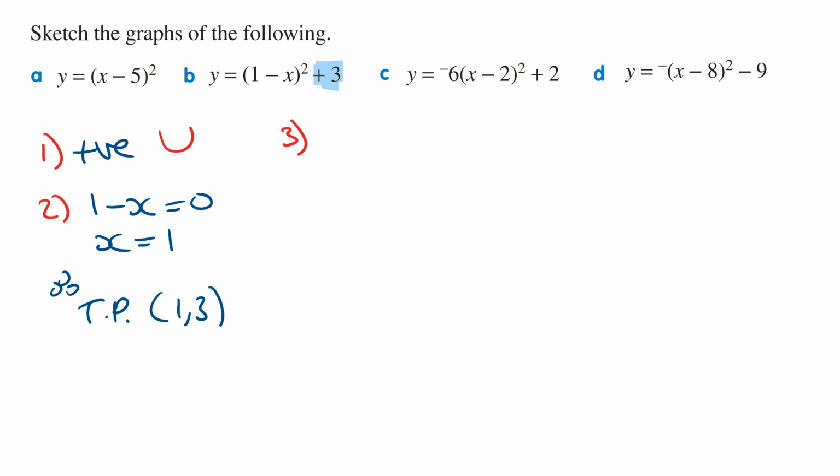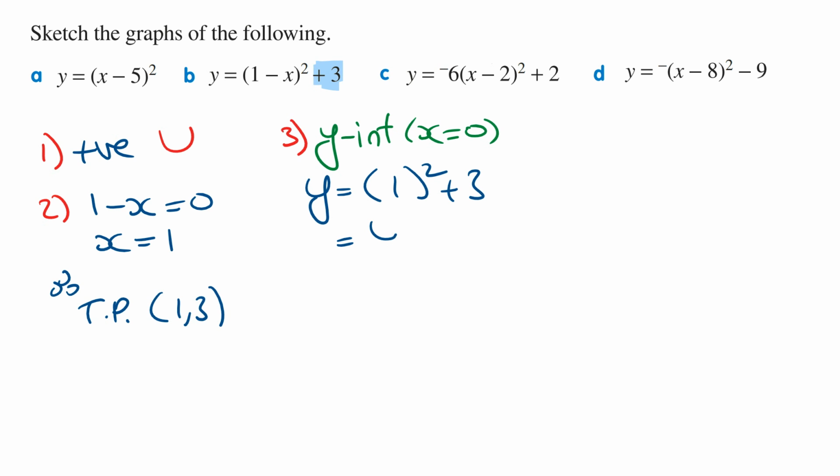Then we need to work out the x and y intercepts. For the y-intercept, we let x equal 0 and then solve for y. And so y is going to be 1 minus 0 squared, which is just 1 squared, and then plus 3. And so this is going to equal 4.